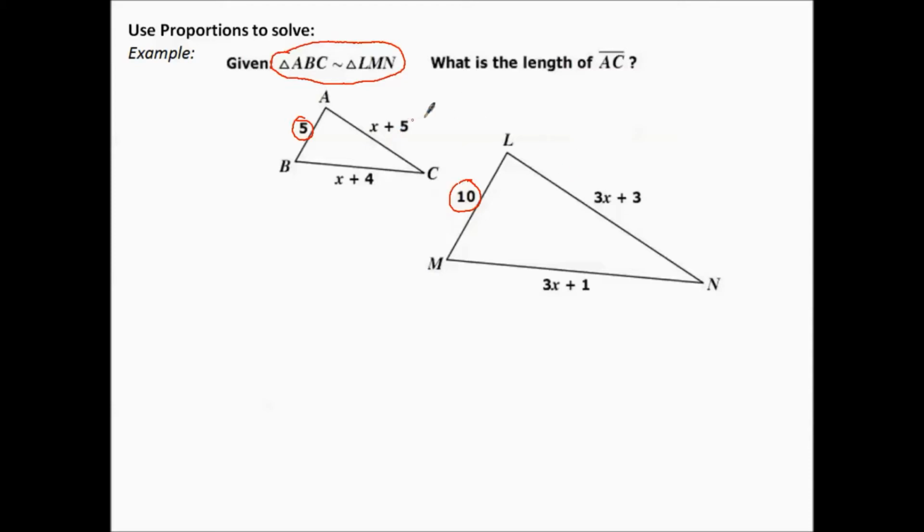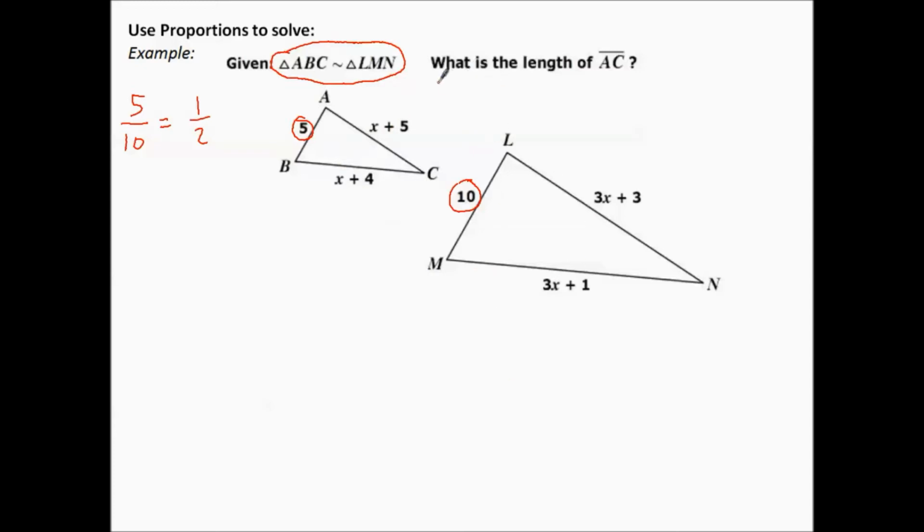If you try plugging in x plus 5, 3x plus 3, you can't simplify that unless you know what x is. So let's start by simplifying the two sides that match up that are both numbers so we can find the scale factor. You plug 5 over 10 into your calculator, hit math, enter, enter. We know the scale factor is 1 to 2, comparing this triangle to this triangle.